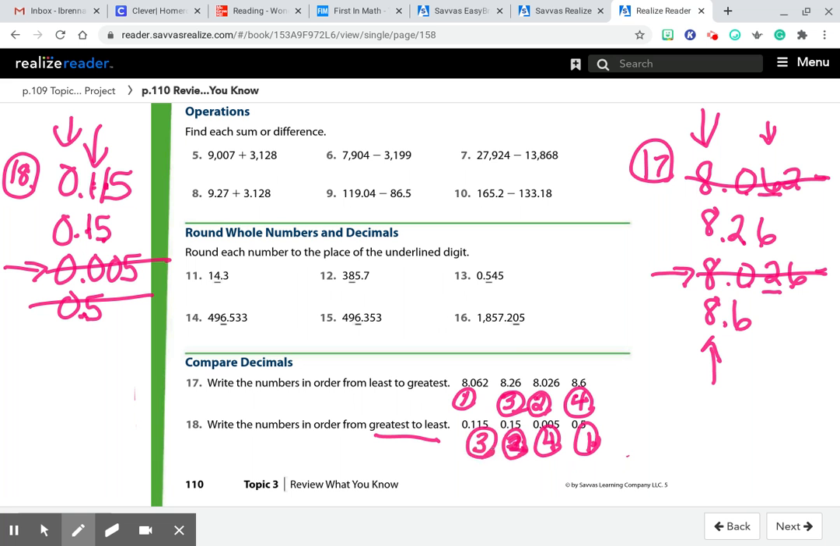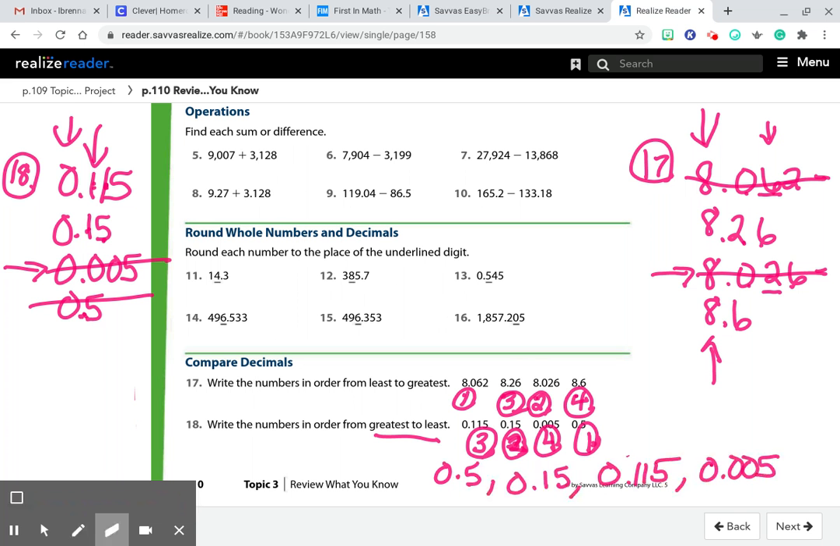If I was rewriting them from greatest to least, my biggest value is 0.5. Next is 0.15. Then 0.115. And last 0.005. That's rewriting them in order from greatest to least.